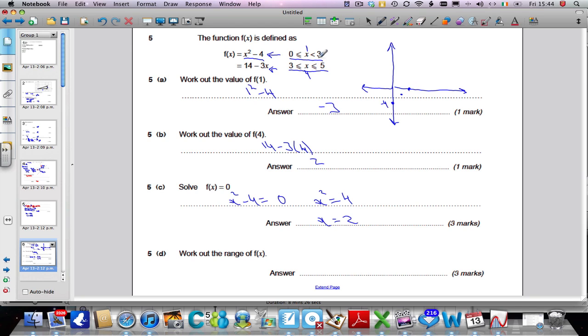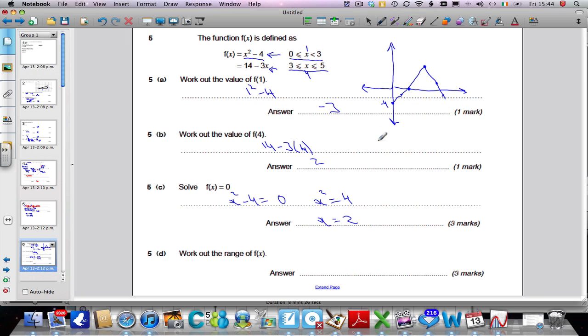When x is 3, we actually have to use this one here, don't we? When x is 3, we get 14 take away 9, which is 5. So when x is 3, y is 5, or f of x is 5, should I say. And f of 4 we've worked out is 2. So that's going to be around there. And f of 5 will be negative 1. So we end up with something like this.